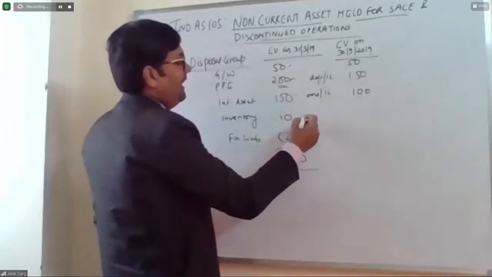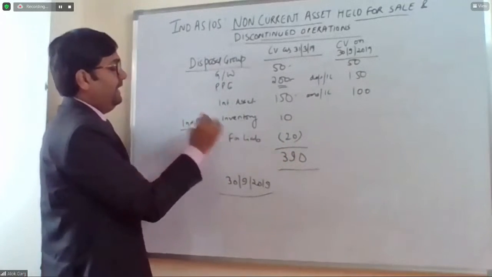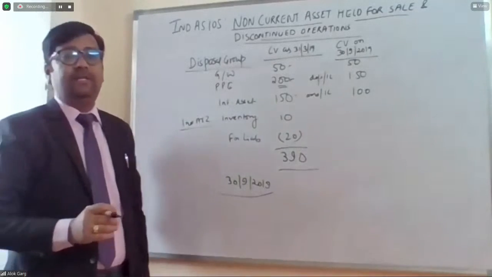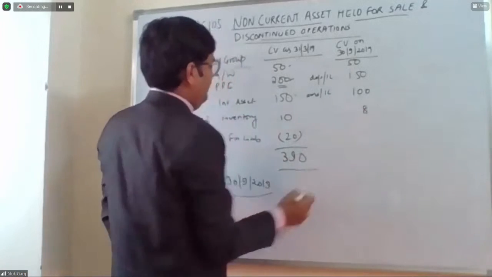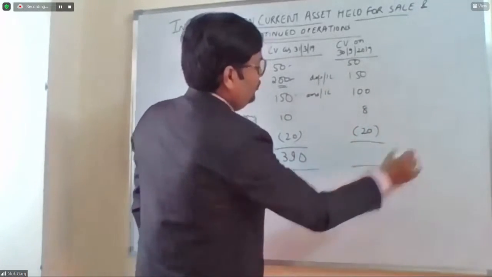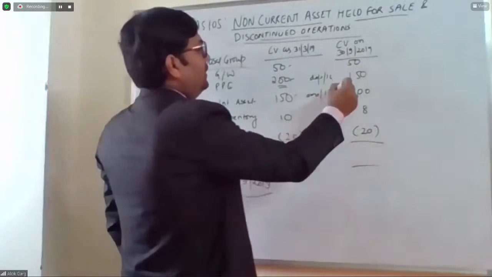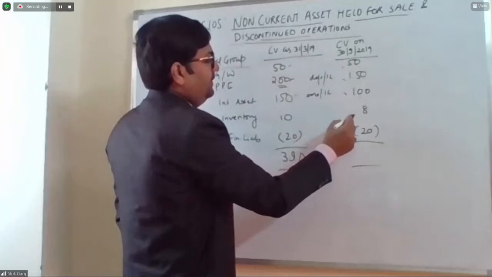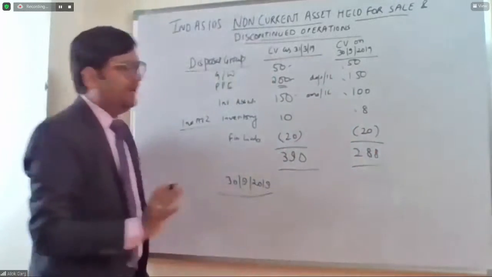For inventory, you have to apply IND AS 2. Inventory has to be measured at lower of NRV or cost. So let's say it is 8. For financial liability, let's say it is 20 only as per IND AS 109. So the total carrying value of the disposal group as on date of classification is 200, 300, 308 minus 20, 288.